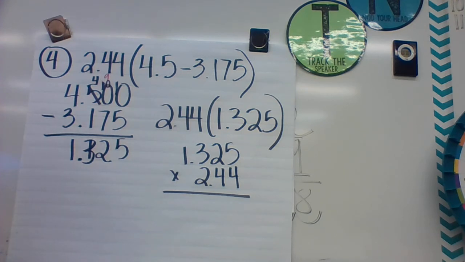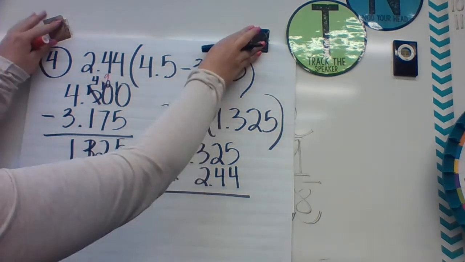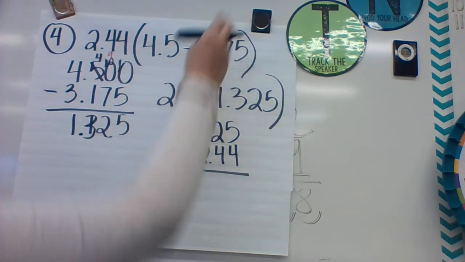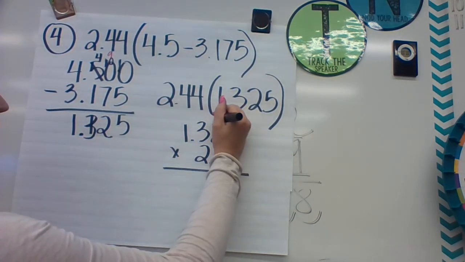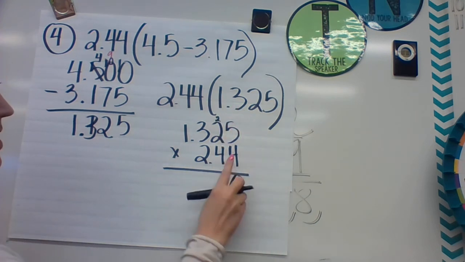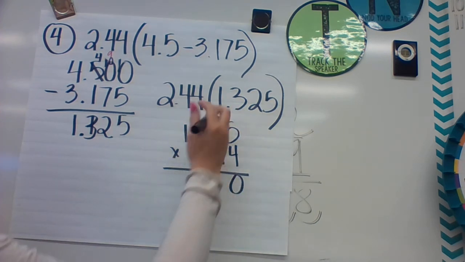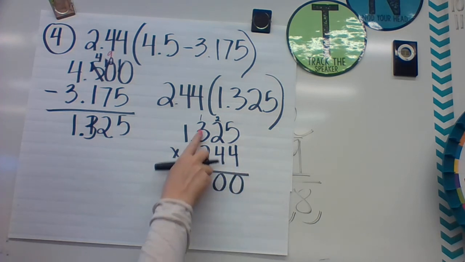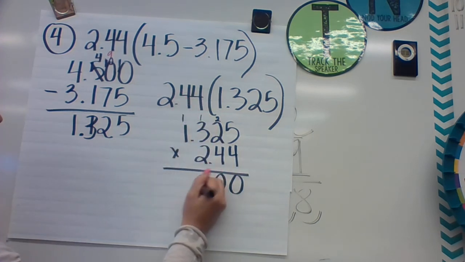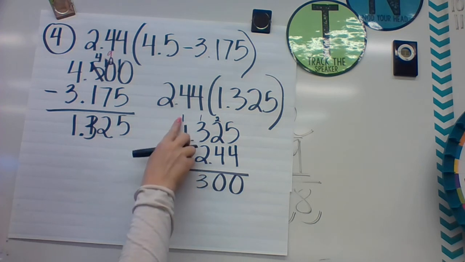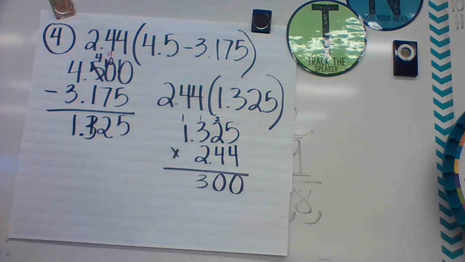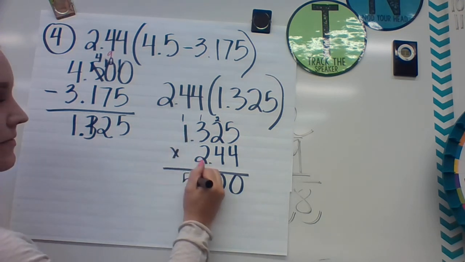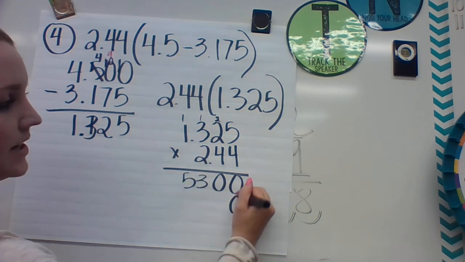Now that you've solved the problem, let's review how it's done. 5 times 4 gives me 20. 4 times 2 gives me 8 plus 2 gives me 10. 4 times 3 is 12, plus 1 is 13. 4 times 1 is 4, plus 1 is 5. Then we have a 0 here.